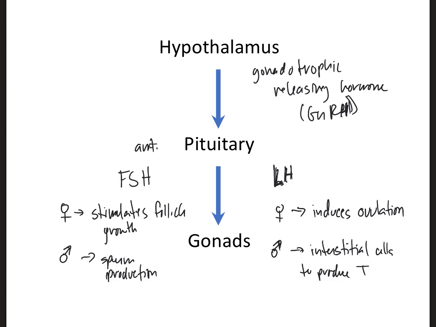Does that make sense? The body's going to shut off the GnRH production. It's going to shut off the LH production because the body thinks that testosterone is really high. So LH is shut off, GnRH is shut off, and in response, FSH is also shut off. So without FSH, no sperm production.